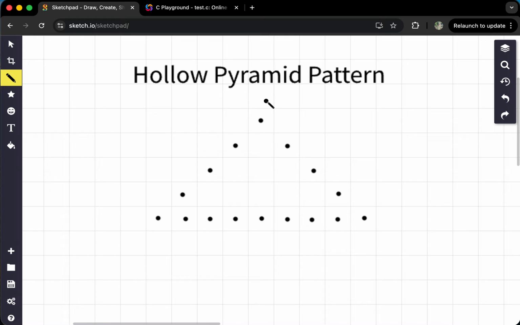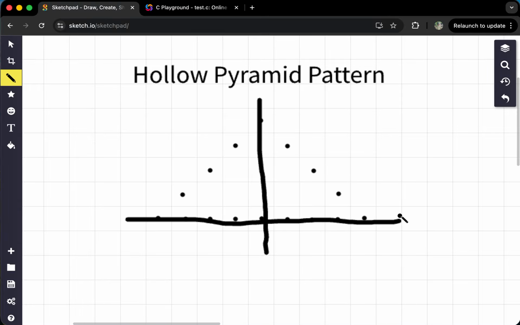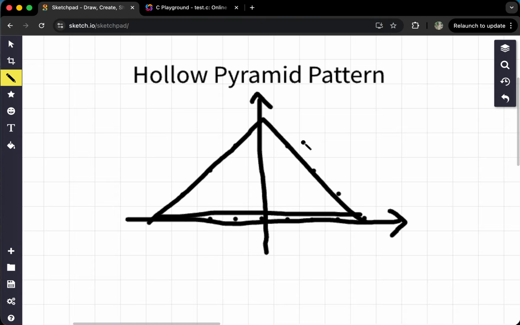So firstly, we will draw our y and x axis. So let's draw it. So this is our y axis and this is our x axis. So to draw the pyramid, we have to print three lines. So this is the first line, this is the second line, and this is the third line. So these are the three lines that we need to print.